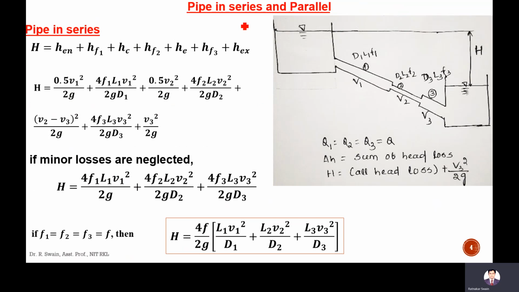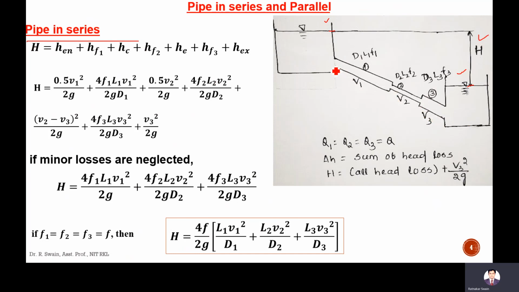Next is pipes in series or parallel. If pipes are in series, how does the head change, how does the discharge change, and what will be the discharge and the energy head loss in individual pipes? For example, here there is one reservoir, and another reservoir here, with head loss H between reservoir 1 and reservoir 2. Three pipes are connected in series between these two reservoirs: pipe 1, pipe 2, pipe 3.